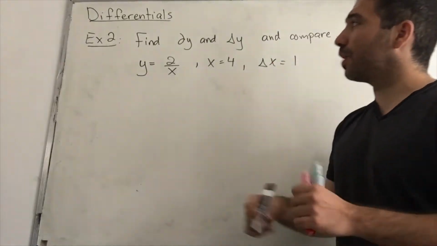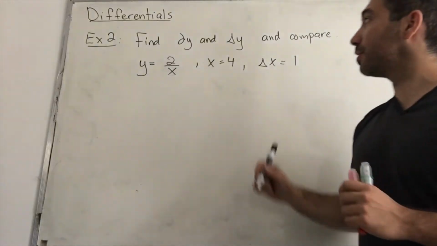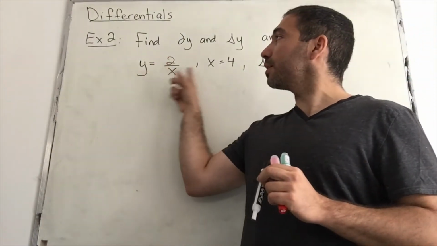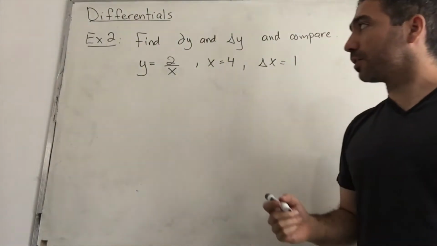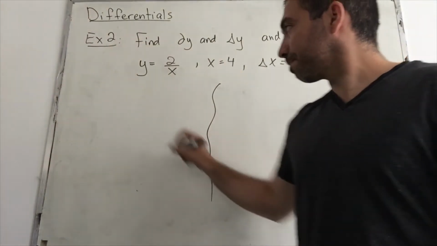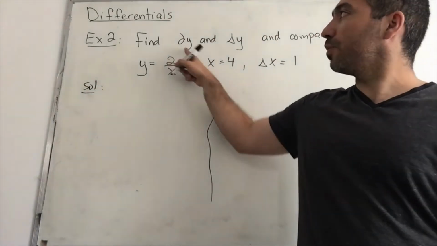So in this next example, we're asked to find dy and delta y, and then we'll compare the difference between the two answers. They give us the function y equals 2 over x, they give us x equals 4, and they give us delta x equals 1. So let's go ahead and solve that. We have to do both of them. Let's start off with dy.